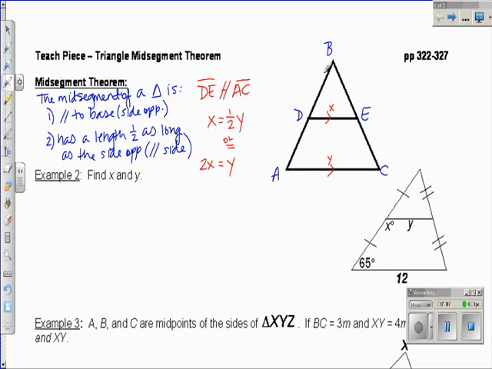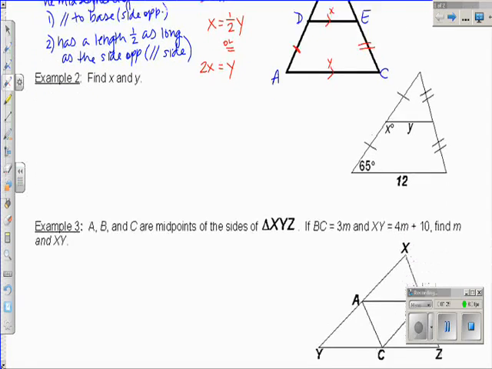Okay, now your midsegment is also a segment that bisects both the sides it intersects. So that means it would have to bisect BA and it bisects BC. Now, BC and BA do not have to be the same length. It just has to cut both of those sides in half. Okay, from here, let's do another example.